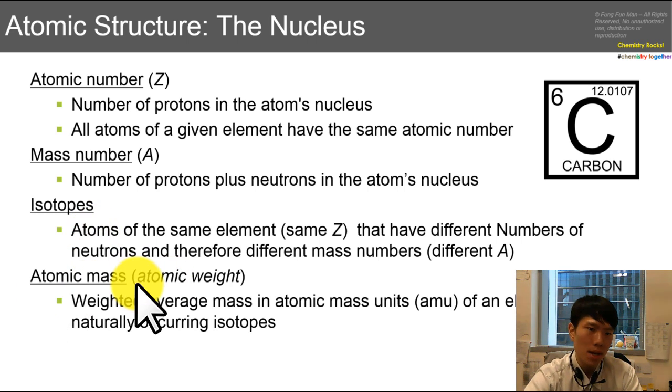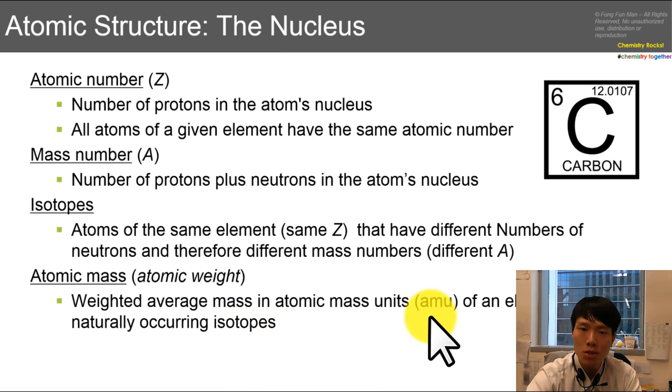Now what is atomic mass, or some people call it atomic weight? This is the weighted average mass, in atomic mass units, in short AMU, of an element's naturally occurring isotopes. So there's a slight difference between atomic mass and the mass number. Because mass number must be a whole number, it is the sum of the protons and neutrons, and you can't cut a bit of a neutron or proton. So mass number must be a whole number, but the atomic mass can have decimal places because of the weighted average of the ratio of the isotopes that element has.